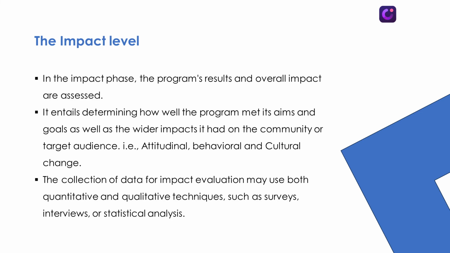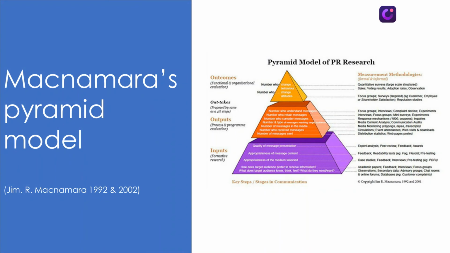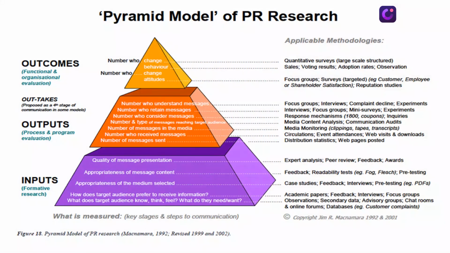Now we go to McNamara's pyramid model. McNamara brought this model in 92 and upgraded it in 2002. Now let's look at the model in detail. McNamara, as you see over here, it's a pyramid with the base being the largest, of course, and that is where inputs are, and then we have outputs, and then we have outcomes. As you can see, McNamara's pyramid is also a three-step process, just like the PII that we encountered not long ago. Now, what is McNamara saying about this pyramid model?